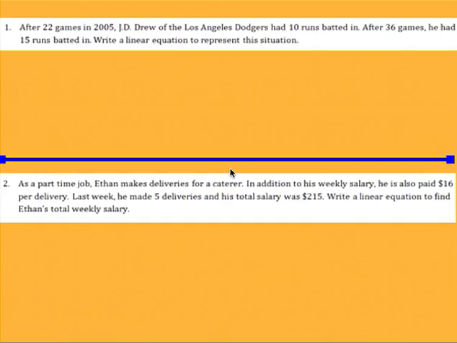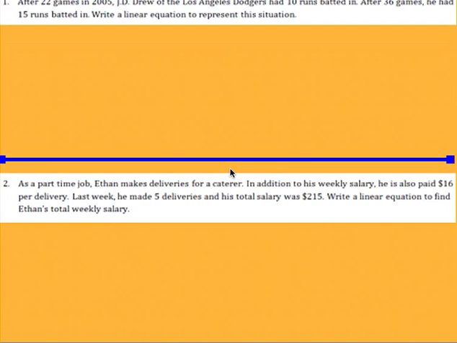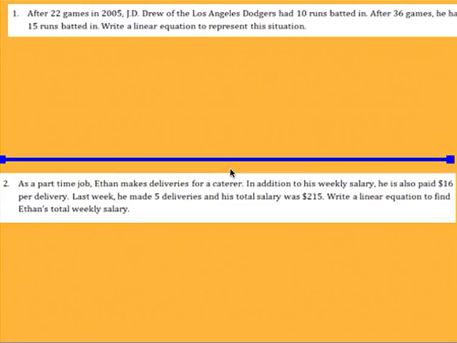So let's go ahead and take a look at number 1. It says, after 22 games in 2005, J.D. Drew of the Los Angeles Dodgers had 10 runs batted in. After 36 games, he had 15 runs batted in. Write a linear equation to represent this situation. Okay, so we're going to make kind of a point, so to speak, here. We're going to have a parenthesis that's going to be games and then runs. So let's go ahead and fill out what we have here.